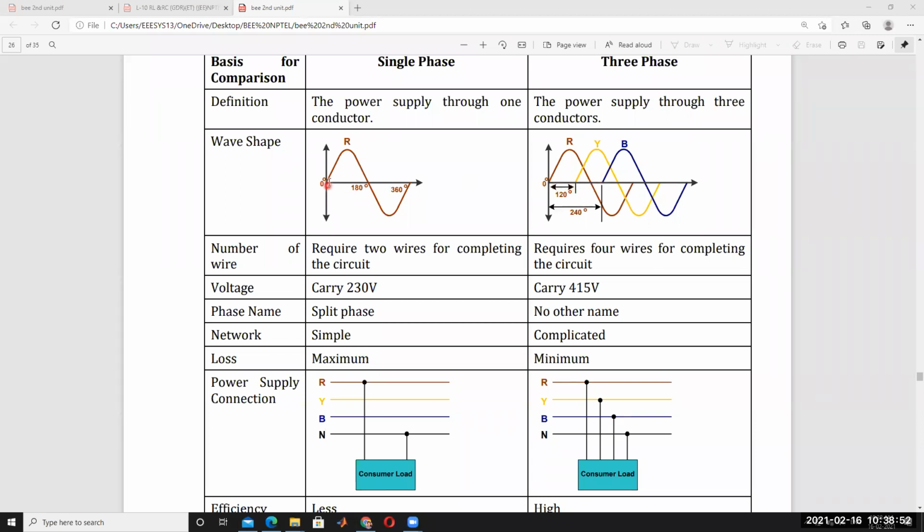But in a single phase system, that concept is not required, only one wire. This network is simple, but the losses are maximum here. In the single phase system, the losses are maximum, and in the three phase system the losses are minimum. The single phase system is also called a split phase, and the three phase system is also called a polyphase system, P-O-L-Y.